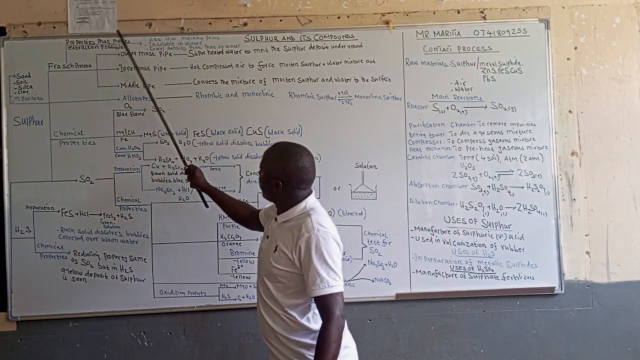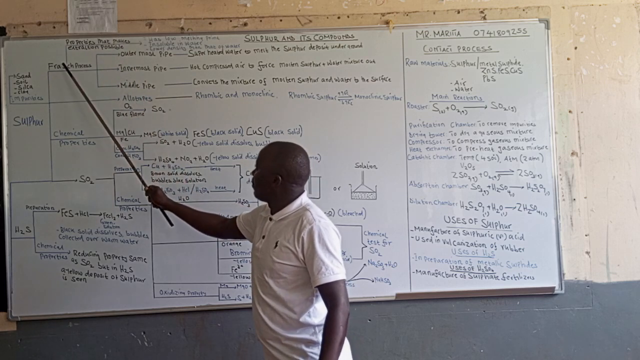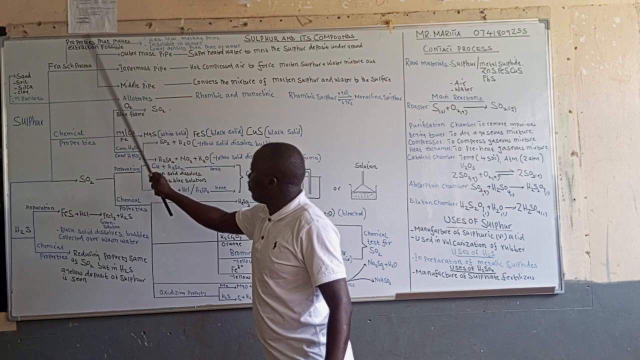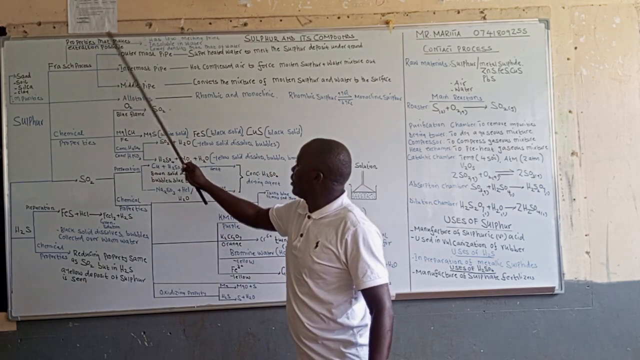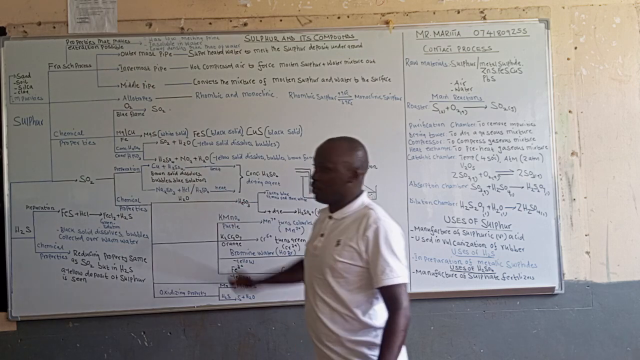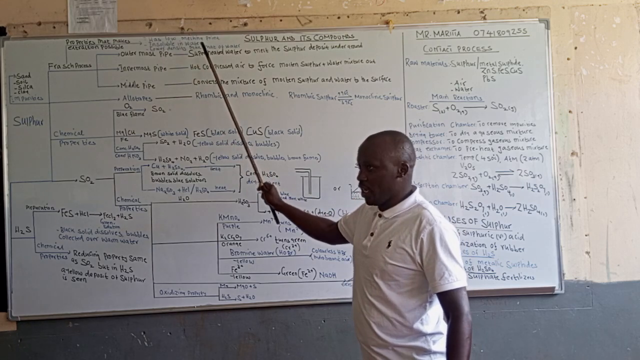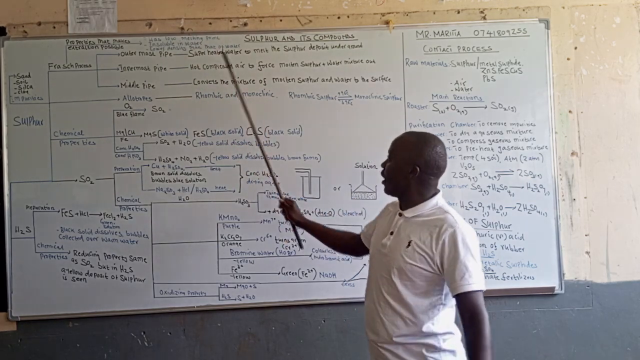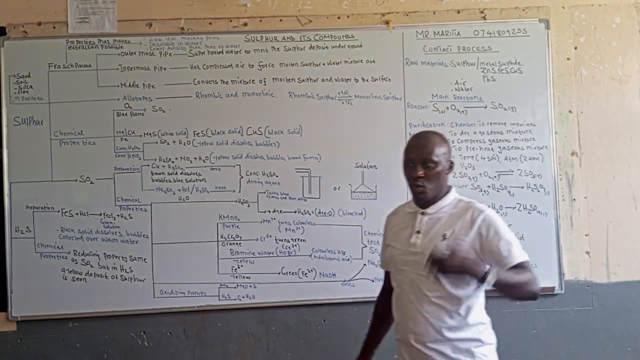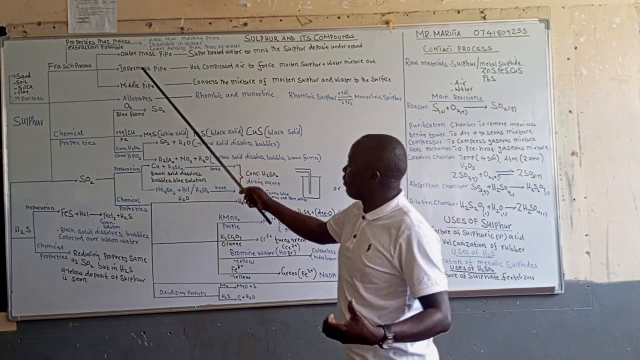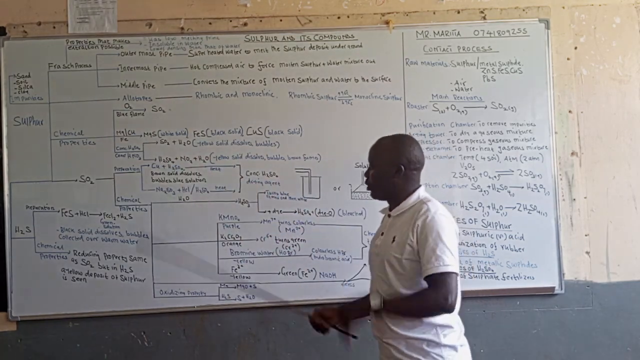Now, what property makes sulfur to be extracted by this Frasch process? We have properties that make extraction possible. Sulfur has a low melting point. It is insoluble in water, or you can say it is immiscible with water. It has a lower density than that of water. So these are the three properties which make the extraction of sulfur using the Frasch process possible.